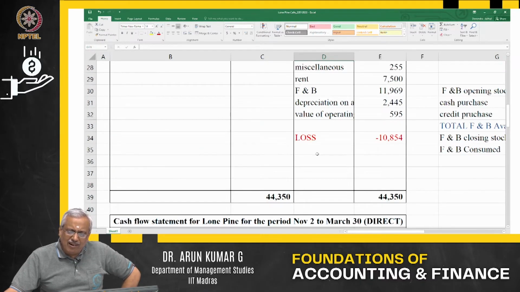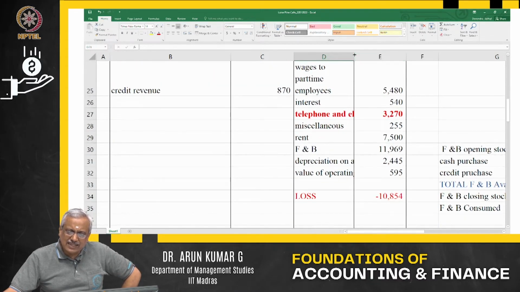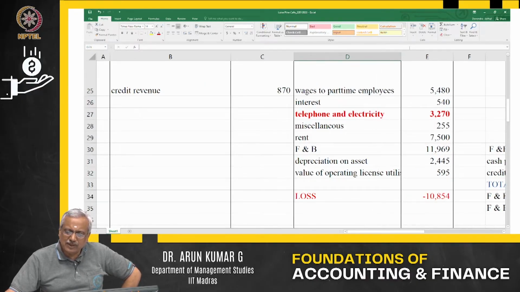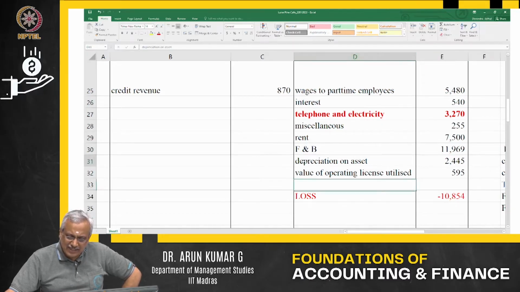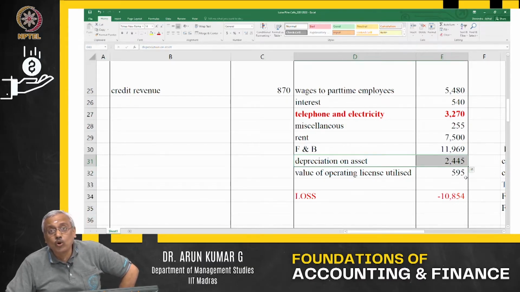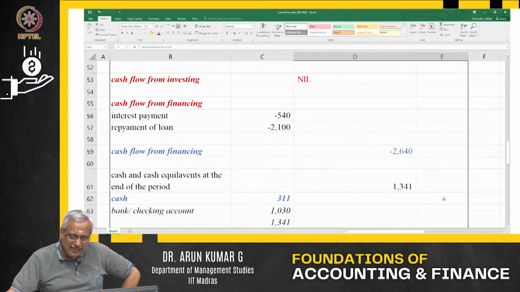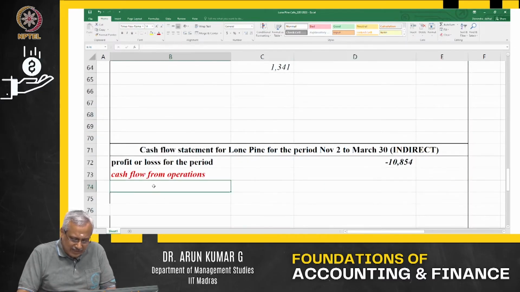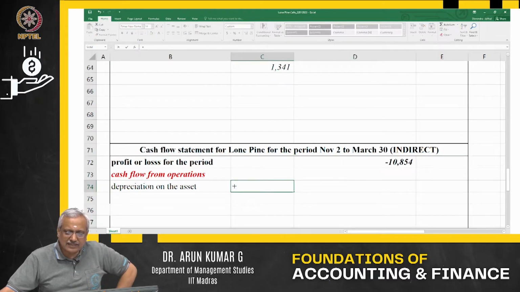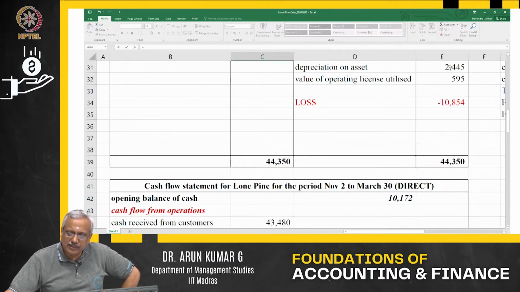I have to add back all the non-cash expenditures that you see in this particular case. First thing we see is depreciation on an asset. There is no cash outflow in that case. So I simply add back depreciation on the asset. What is the amount of depreciation on the asset? I am just going to pick it up from here.